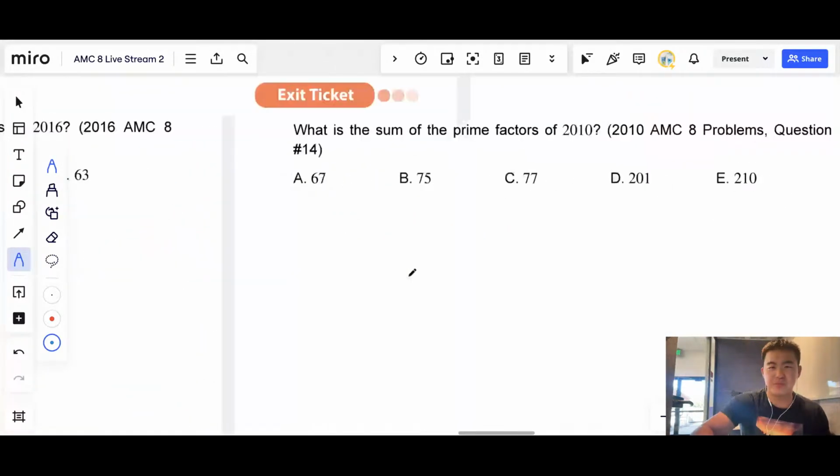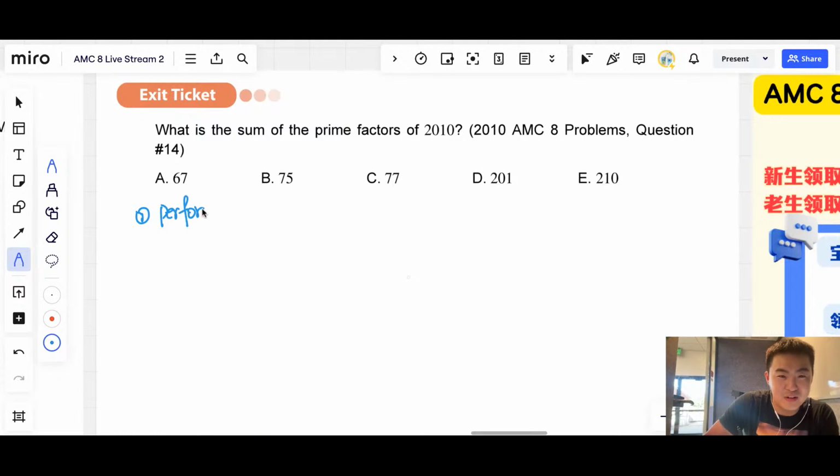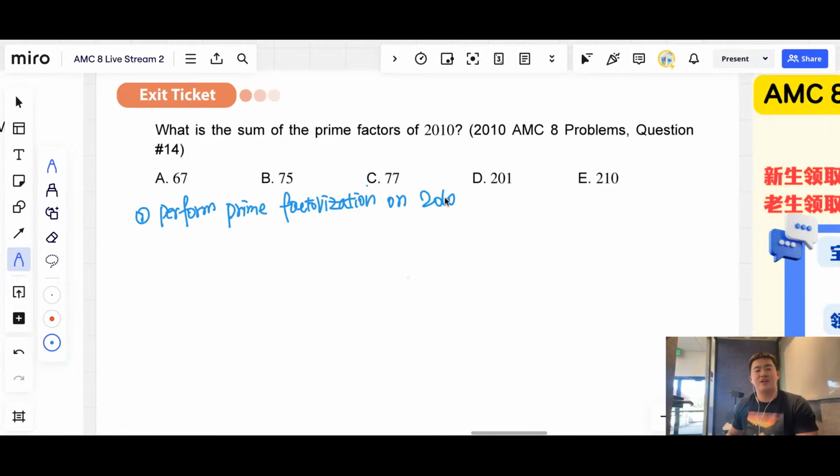Good, let's move on. So, exit ticket. What is the sum of the prime factors of 2010? Real or similar problem. So let's try to perform the prime factorization on 2010, okay? Perform prime factorization on what number? Whatever number is given to us. So in this case, it's 2010. Is it even or is it odd number? Definitely it's an even number. So let's try divide it by the prime number 2.